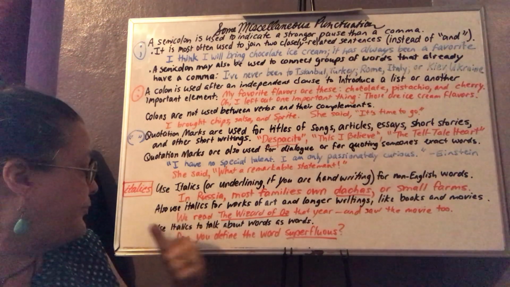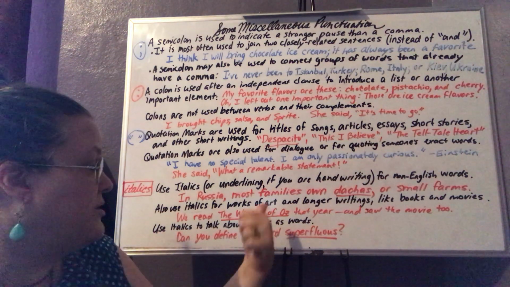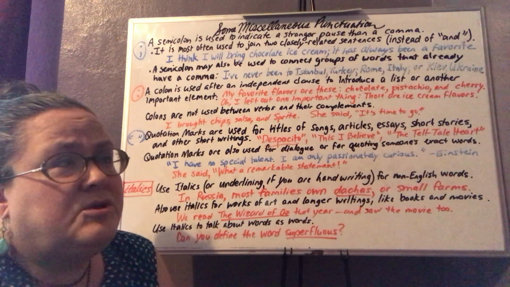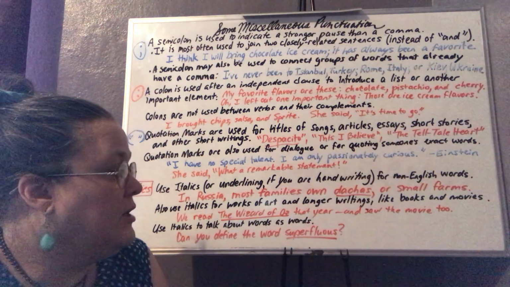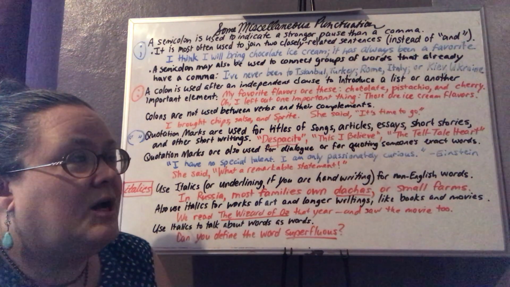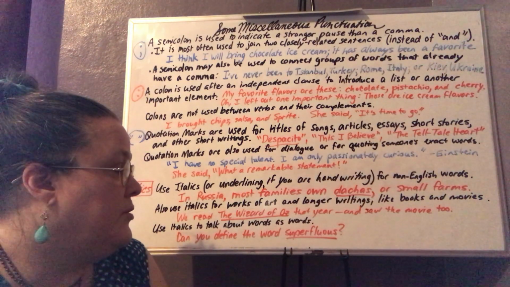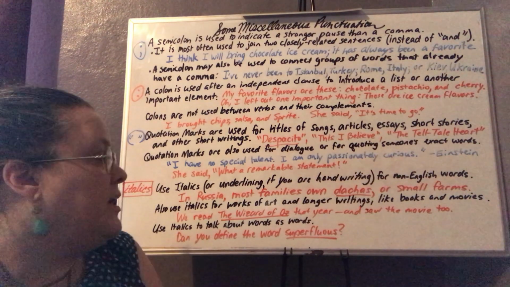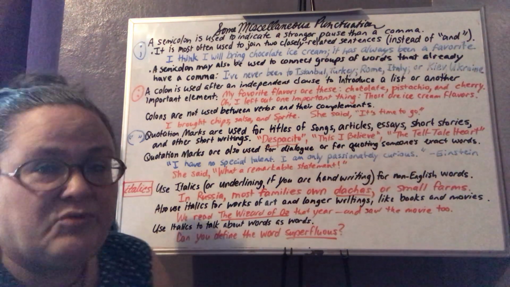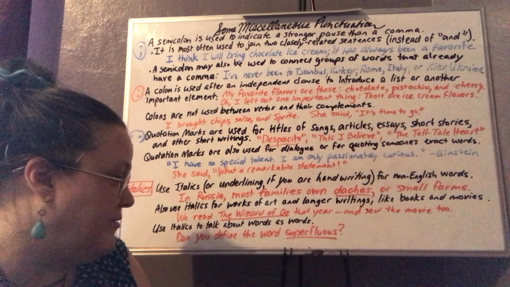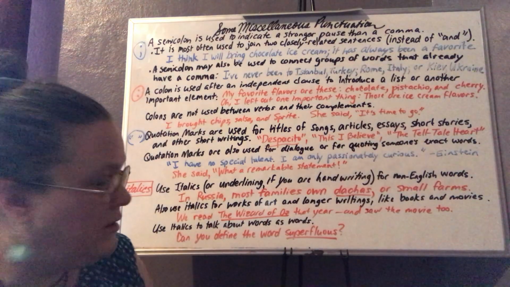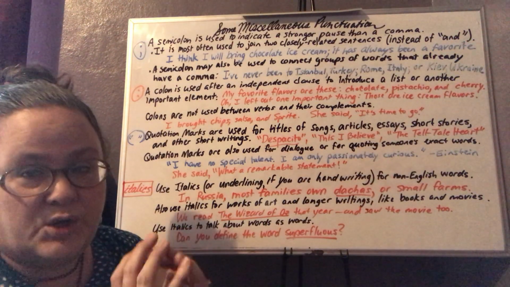Use italics to talk about words as words. So can you define the word superfluous? In most cases, you can choose whether to use italics, underline, or put quotation marks around it, but you need to in some way indicate that it's not really grammatically part of the sentence. For example, superfluous is an adjective, and it's not acting like an adjective there. It's acting like an object complement, which is a noun. And that's because we're talking about it as a word. Okay?